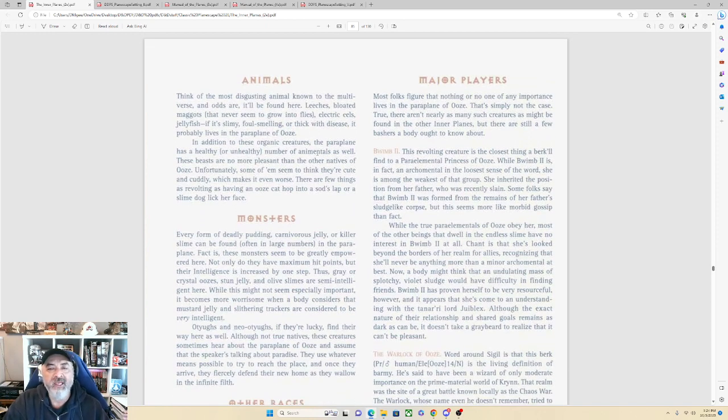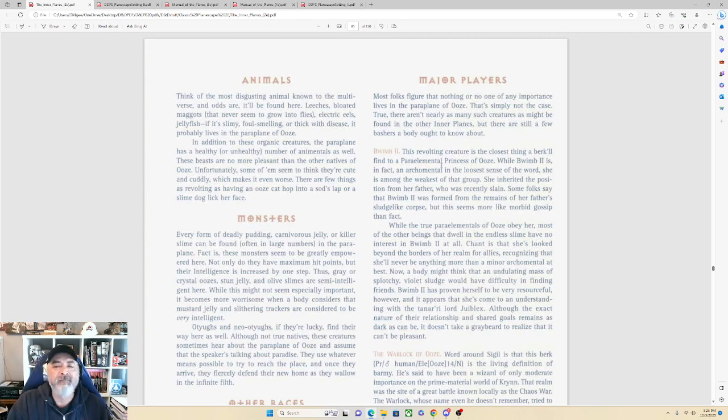So we get into Bwimb, okay, the major players. Some of the elemental planes are going to have more players, more locations than others. That's the downside of the Plane of Ooze. As easy as it is to get to, kind of easy to get out, but not a lot going on there because it's just a gross place.